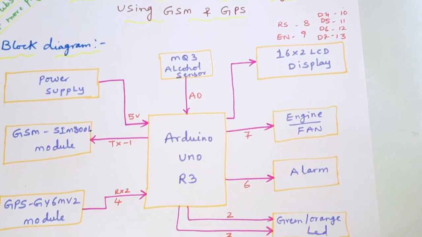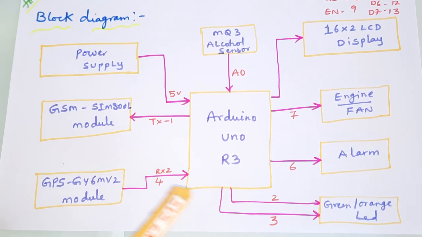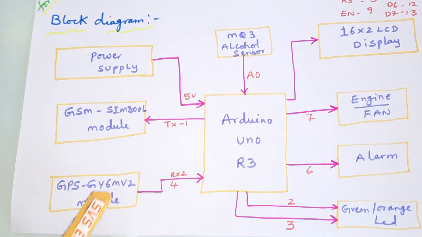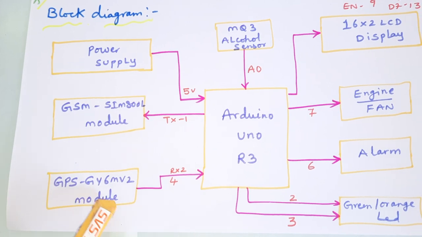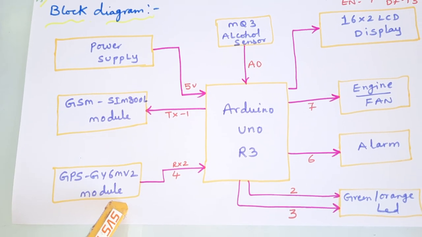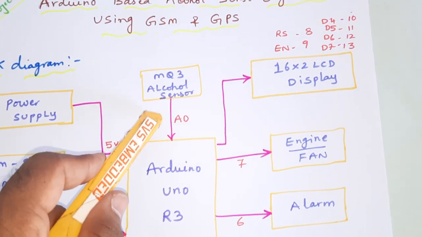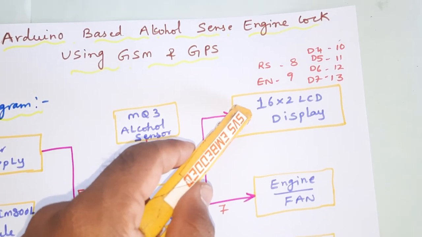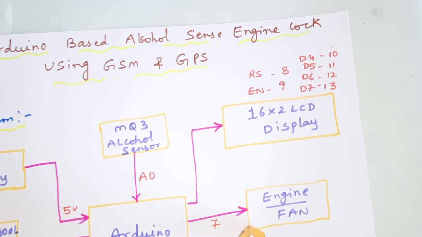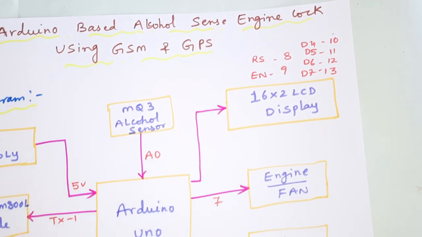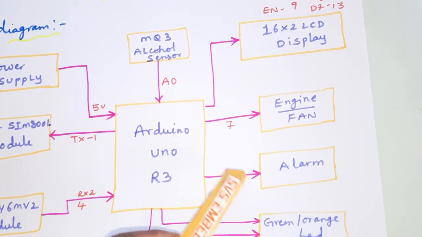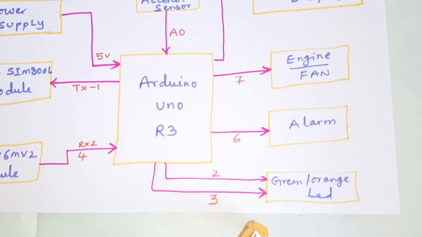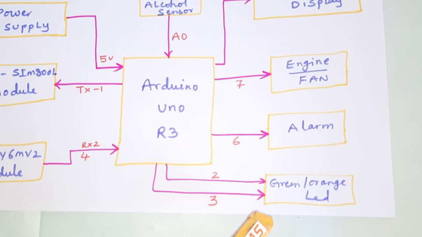Here we are using an Arduino Uno R3 board, a GSM SIM800L for SMS alert notifications, and GPS for the Google Map location, latitude and longitude values from the satellite, and an MQ3 alcohol sensor connected to A0. The 16x2 LCD is connected to RS, Enable, D4, D5, D6, D7, pins 8, 9, 10, 11, 12, 13. The engine is connected to pin 7, the alarm to pin 6, with one green LED and one orange LED.